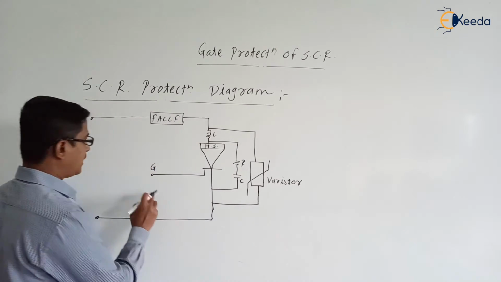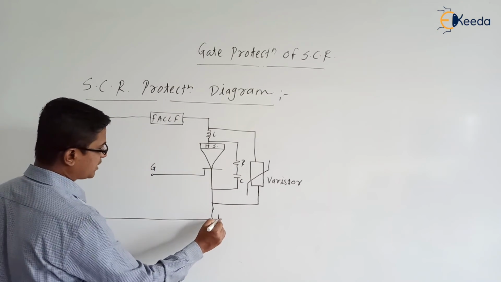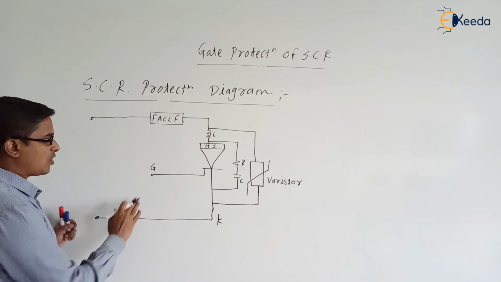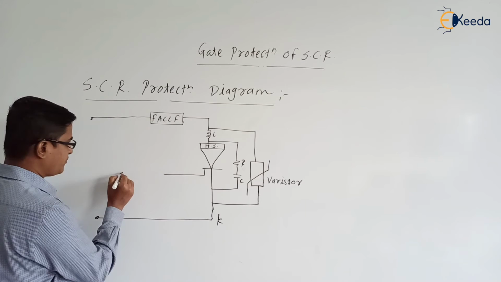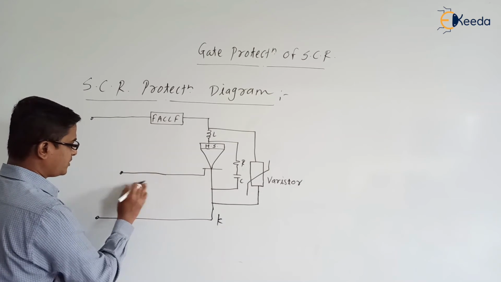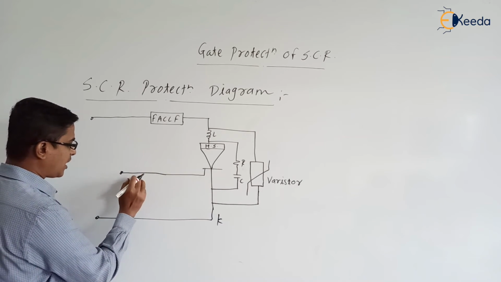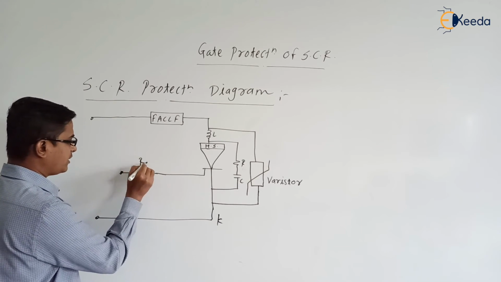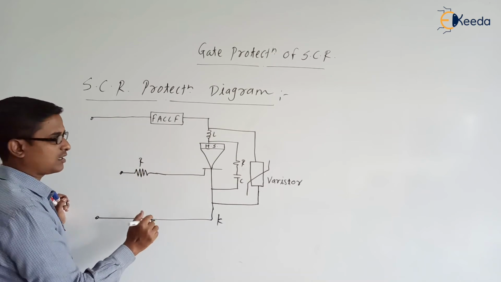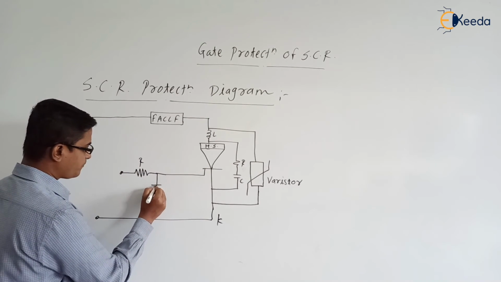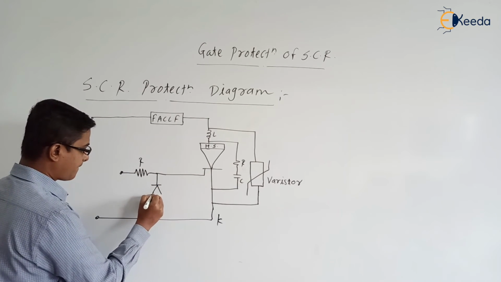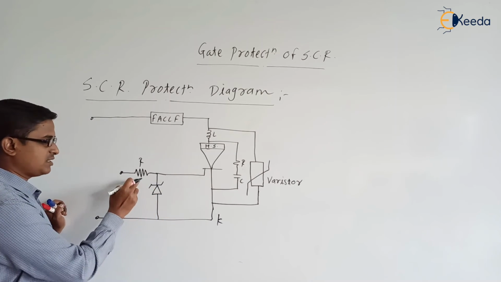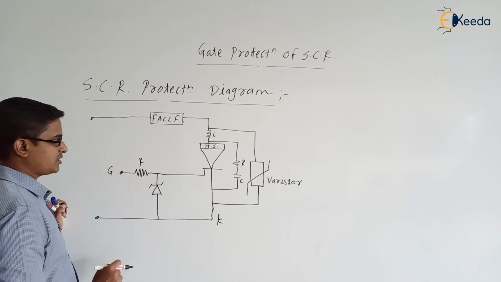Next, again we are having the gate cathode circuitry also. So we need to protect the gate cathode circuit also. How to protect the gate cathode circuitry? For that, as we have just discussed, we can connect the Zener diode and we can connect the resistor. This is the resistor to limit the current. Next, we have the Zener diode, this is the Zener diode for over voltage protection, and this is for overcurrent protection.